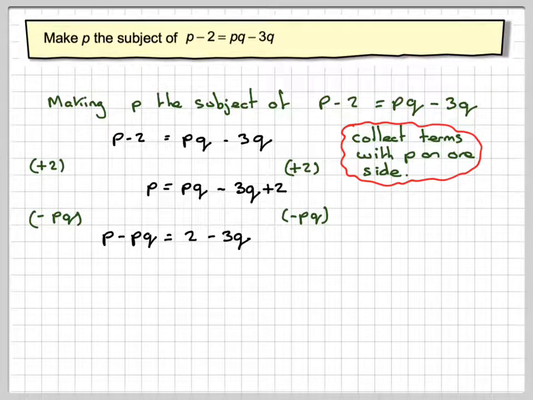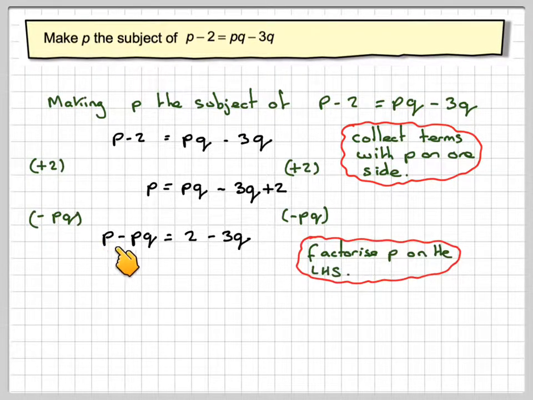Right, the next thing to do is to factorise the left hand side, because we've got P occurring twice and we only really want it to occur once. So the technique for doing that is to factorise out the P. If you factorise out the P, you get P, and then you get 1 minus Q is equal to 2 minus 3Q. Then we've got P times 1 minus Q.